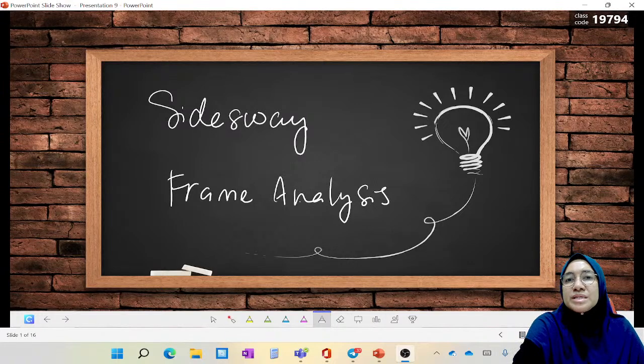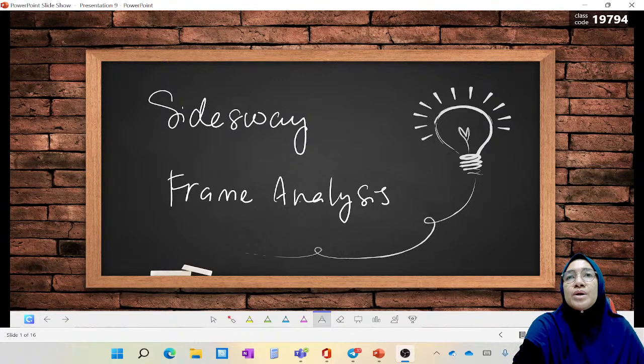Okay, I want to discuss Sidesway frame analysis. I always repeat the concept of the principle of superposition, because in analyzing a frame with Sidesway, we need to understand the concept. We need to understand what we actually analyze in table number 1, and what we actually analyze in table number 2.